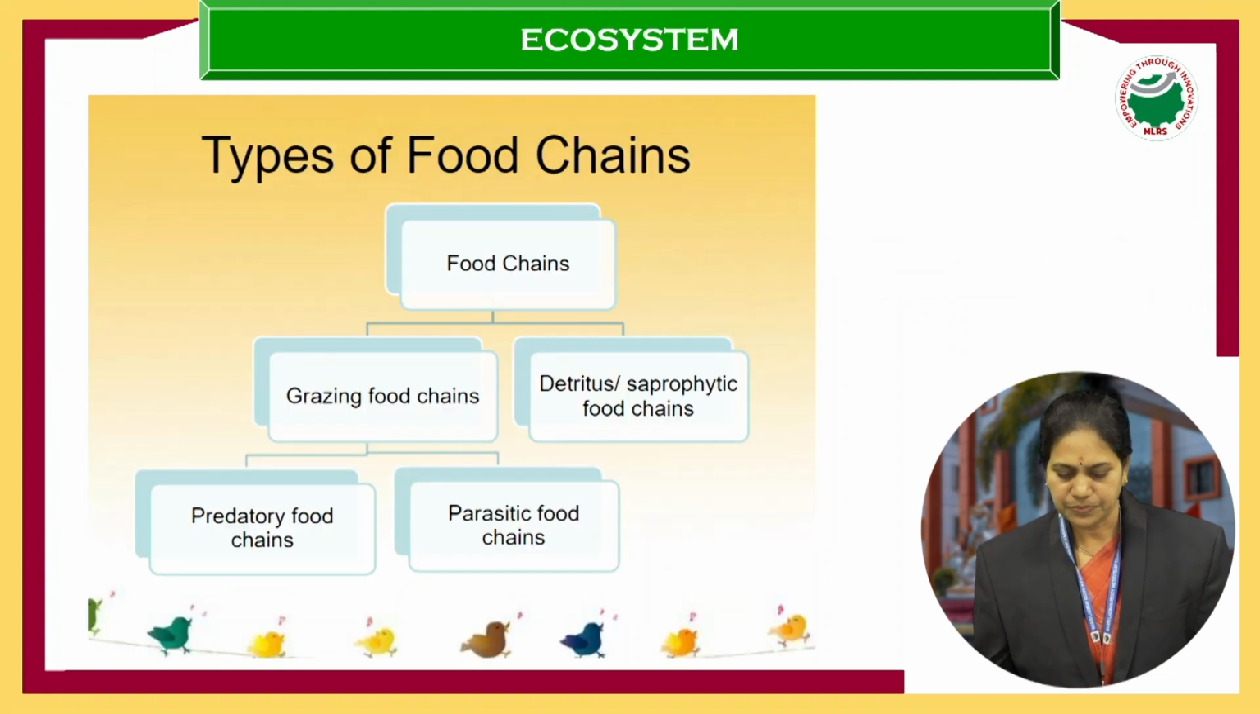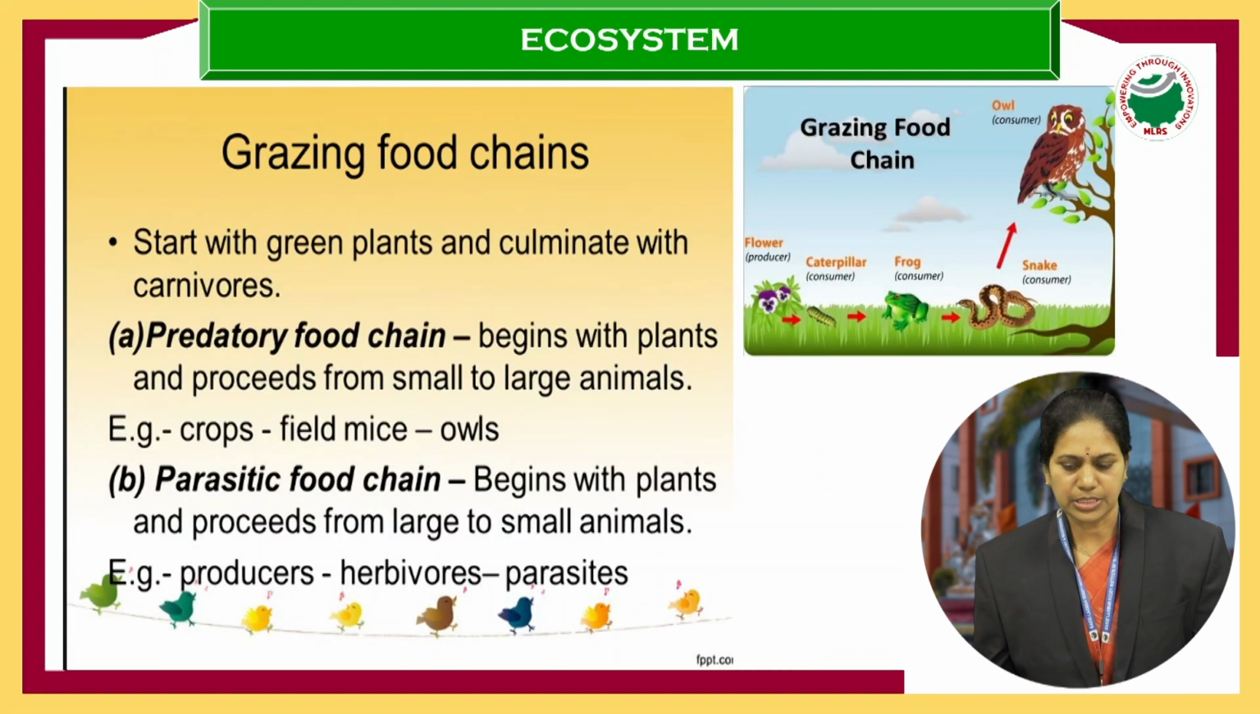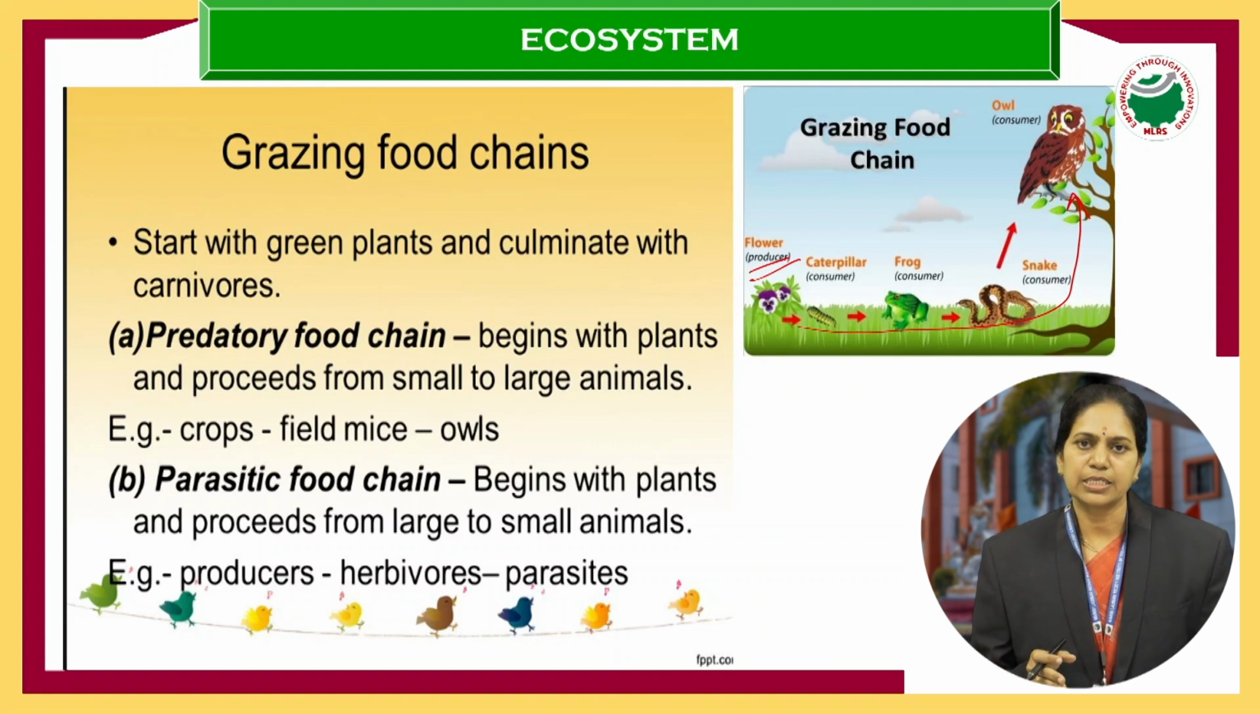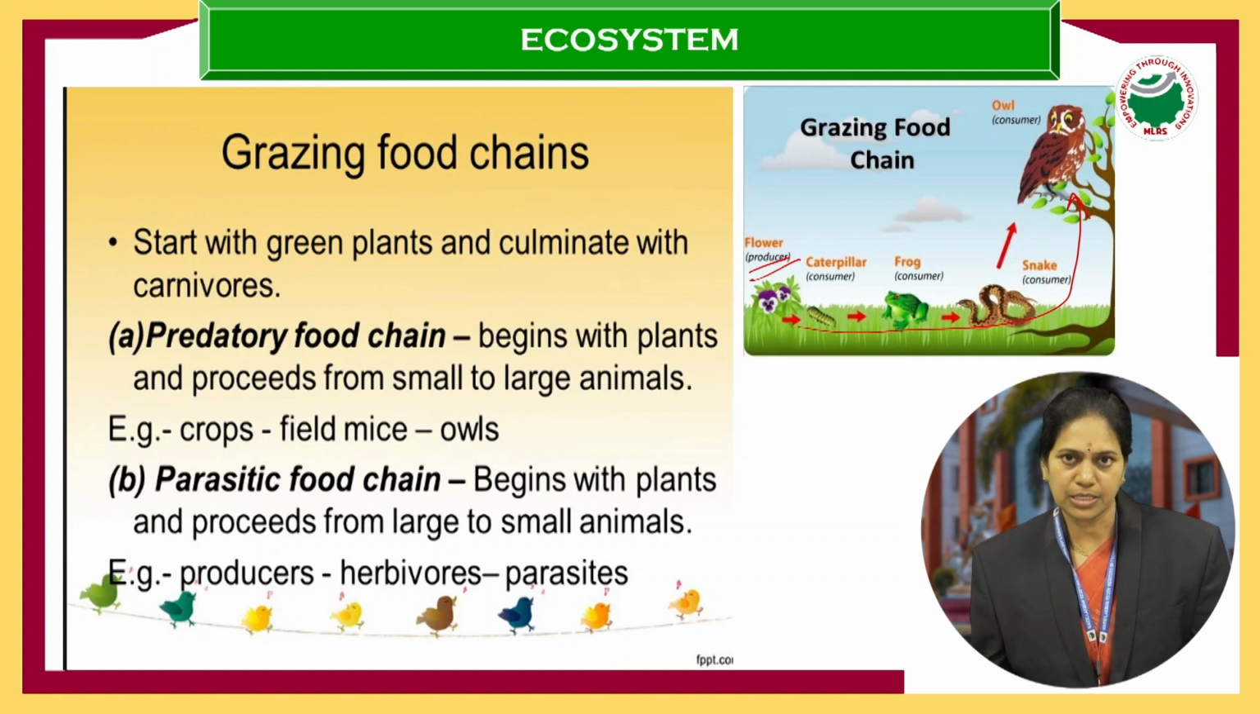Now next, what are the types of food chains? In the food chains, we have two types: grazing food chain and detritus food chain. Okay, so grazing and detritus. Now let me talk about the grazing food chains. You can see here in a grazing food chain, the food chain starts from the producer. It starts from the plant and it goes on. The food chain goes to the last organism. So it starts with green plants and it culminates with the carnivores. It stops with the carnivores. That is what we call a grazing food chain.